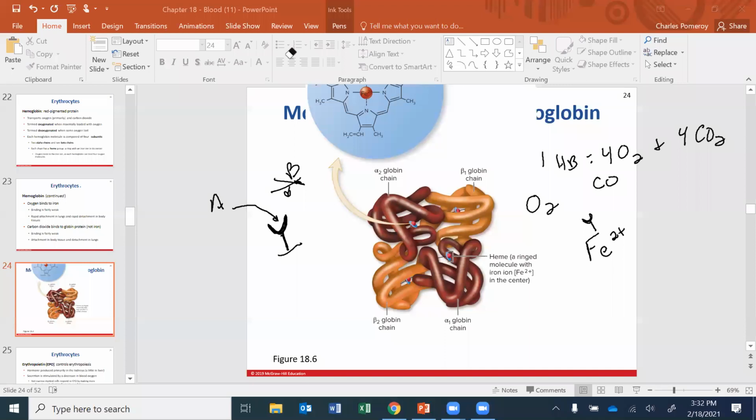And if CO, carbon monoxide, binds to the iron, that means oxygen can't, which means oxygen can't be transported to where it needs to go. And that's where carbon monoxide poisoning comes into play. If somebody inhales carbon monoxide, it's going to go into their lungs, into their blood, into the red blood cells, and it will bind to iron. And if it binds to iron, oxygen can't, which means that person is going to have decreased oxygen transport.